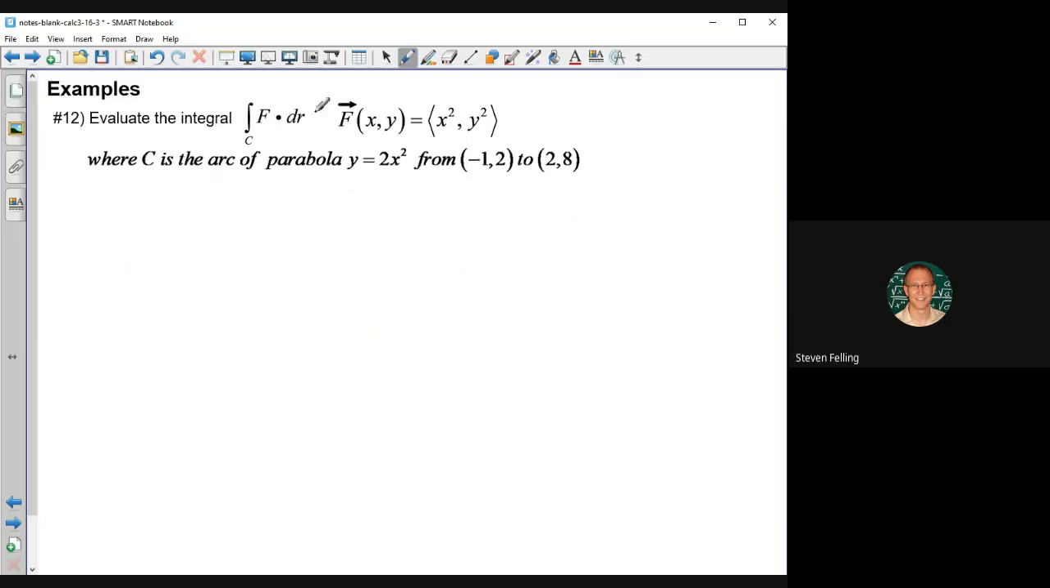Evaluate this line integral for this field if C is the arc of the parabola y equals 2x squared from here to here. Now, if this turns out not to be a conservative vector field, we're going to have to parameterize this curve, and then go through the whole thing of doing the integral with the parameter. But before we go to the trouble of parameterizing the curve, let's first see, is this a conservative vector field? Is F conservative? Okay, so let's check.